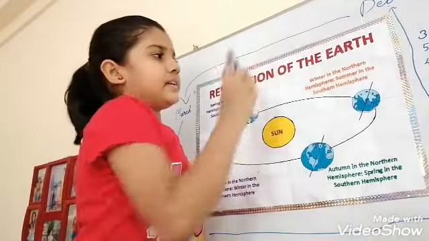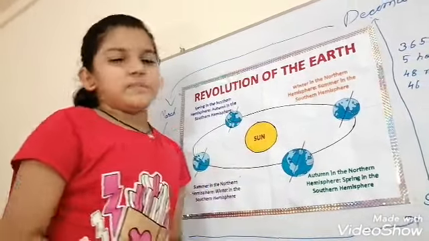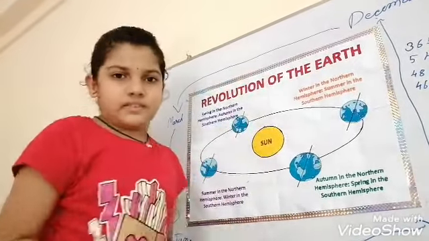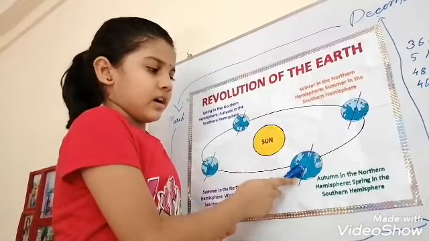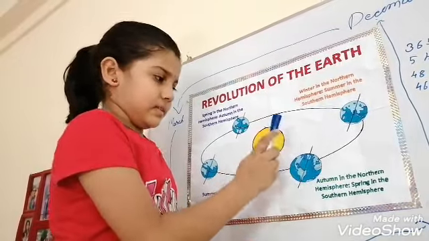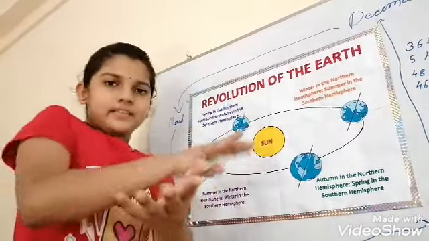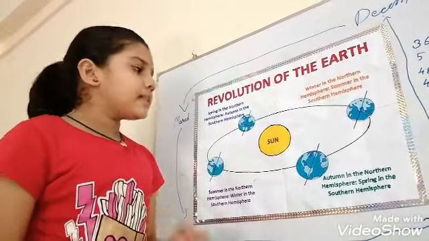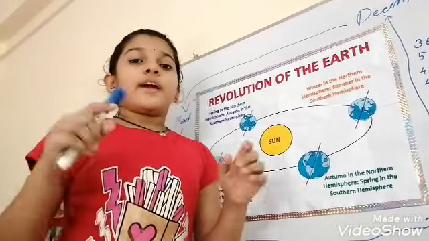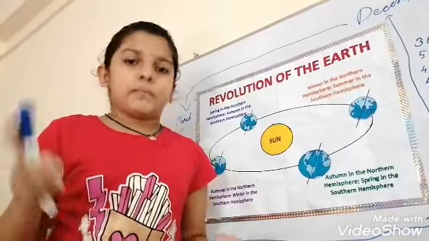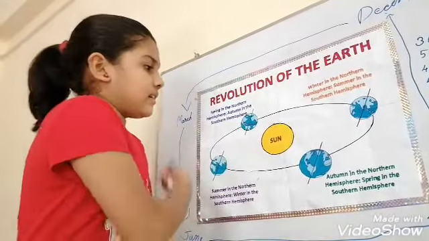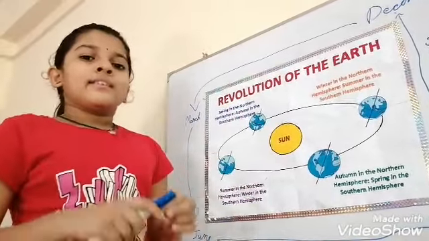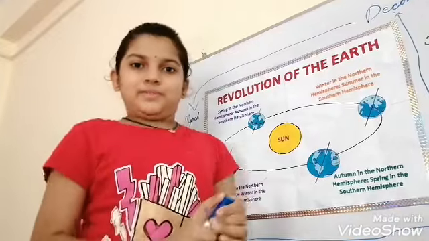Now again, winter in the northern hemisphere and summer in the southern hemisphere. You already know this. From here, in the month of June, and here also autumn in the northern hemisphere, spring in the southern hemisphere, in the month of March. So easy. The seasons go on for every 3 to 4 months. So the revolution goes like this. Now I'll ask you some questions.